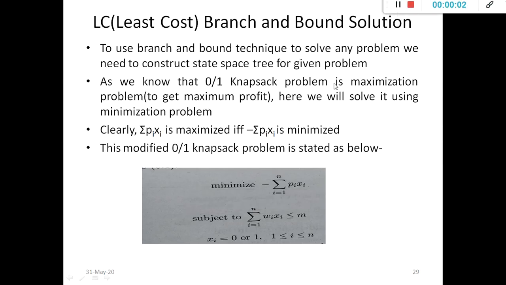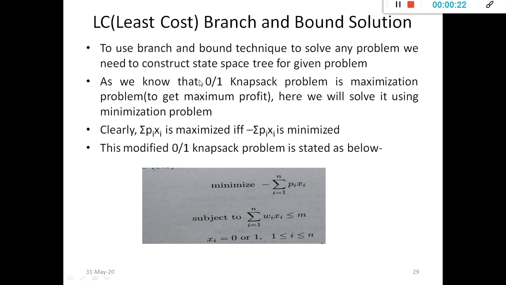Hello everyone, in this video we will discuss the least cost branch and bound solution. To apply the least cost branch and bound technique to solve any given problem, we need to first construct a state space tree for the given problem.